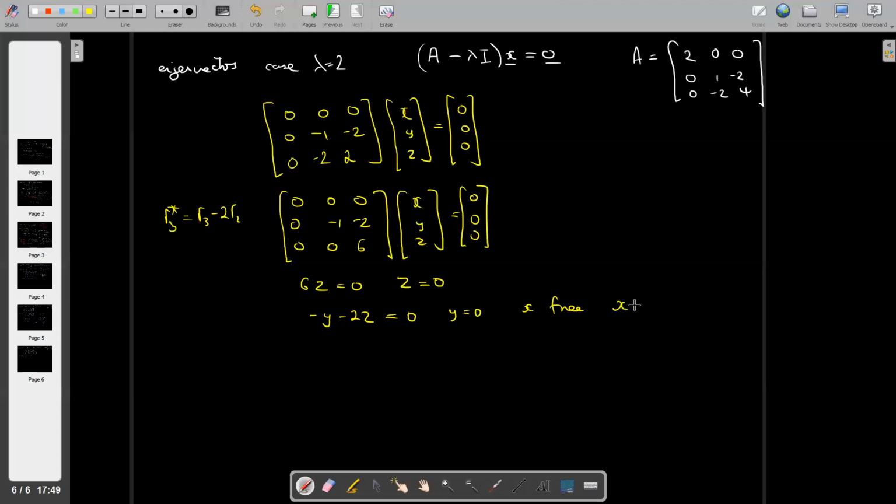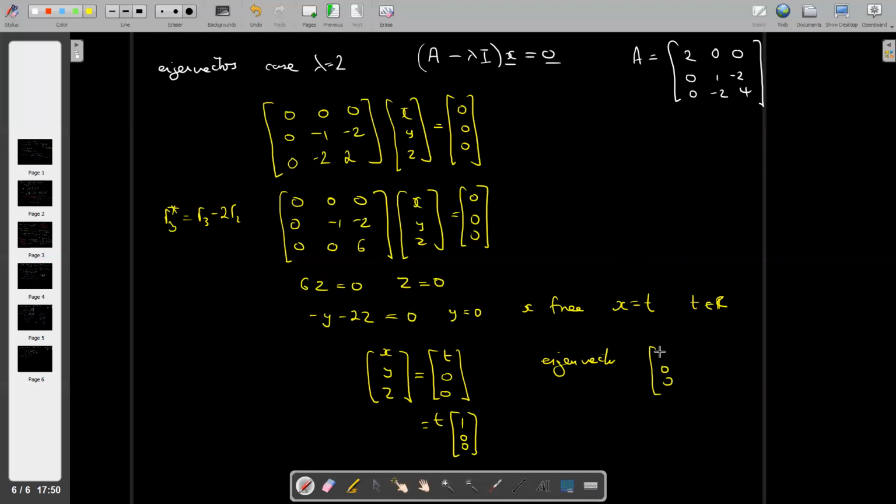So x isn't going to do anything. So we could say x is equal to some parameter t, where maybe t is some real number. So that's going to put these facts together. We've got x, y, z is equal to, well, x is this free parameter t, y is equal to 0, and z is equal to 0. But we could factor out the t to get 1, 0, 0. And then all the eigenvectors are spanned by 1, 0, 0. So we've got the eigenvector 1, 0, 0. Okay, so I'll copy this down and do the last one.